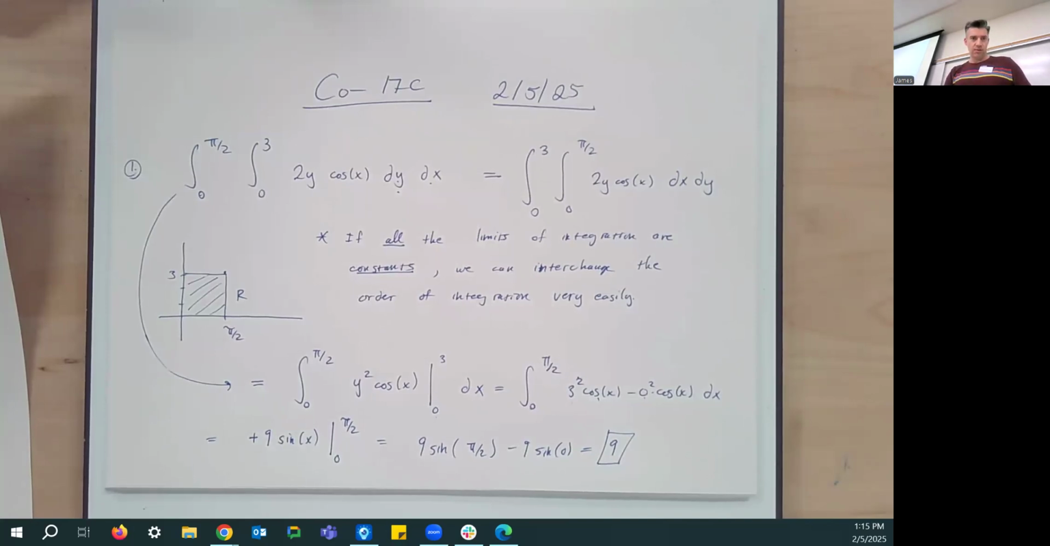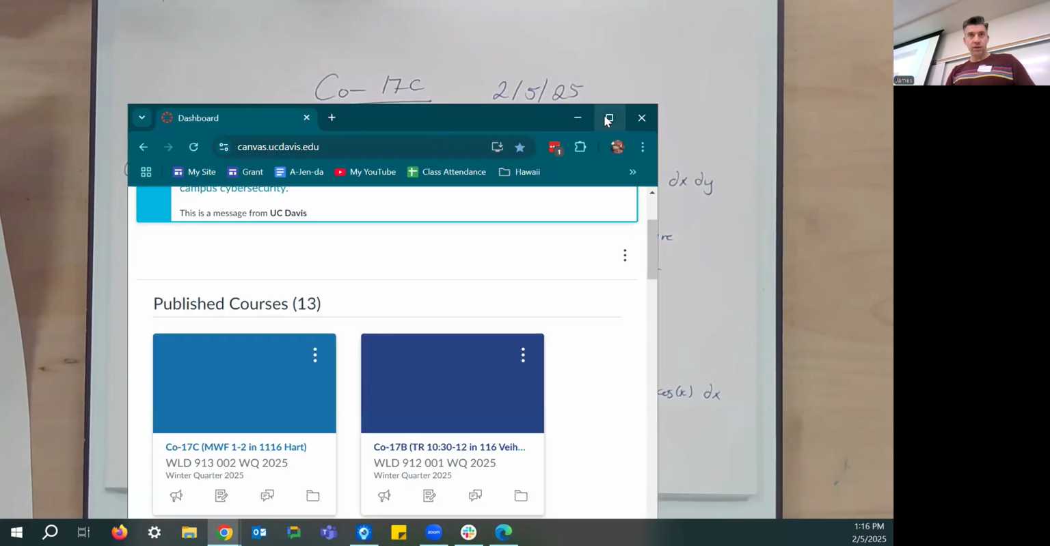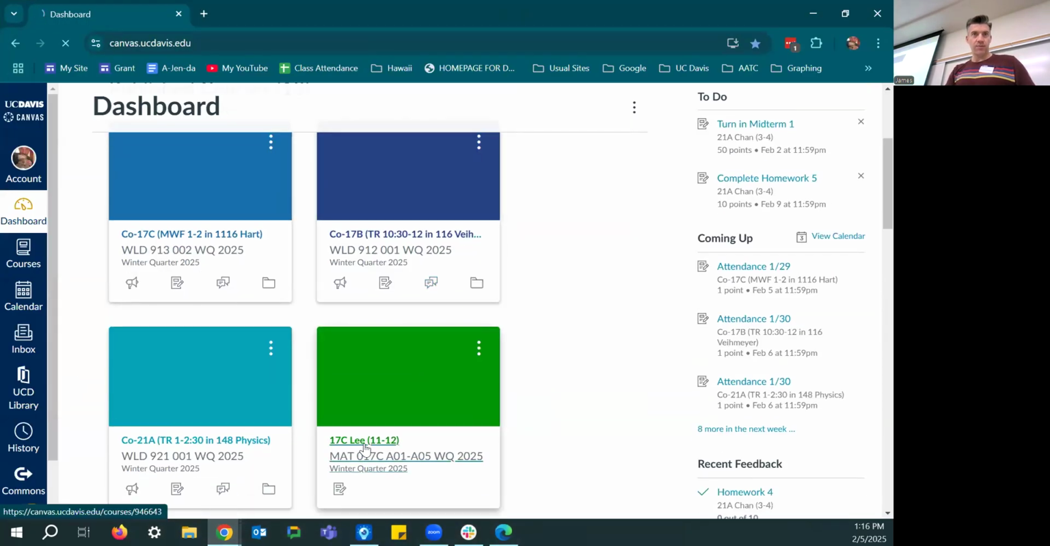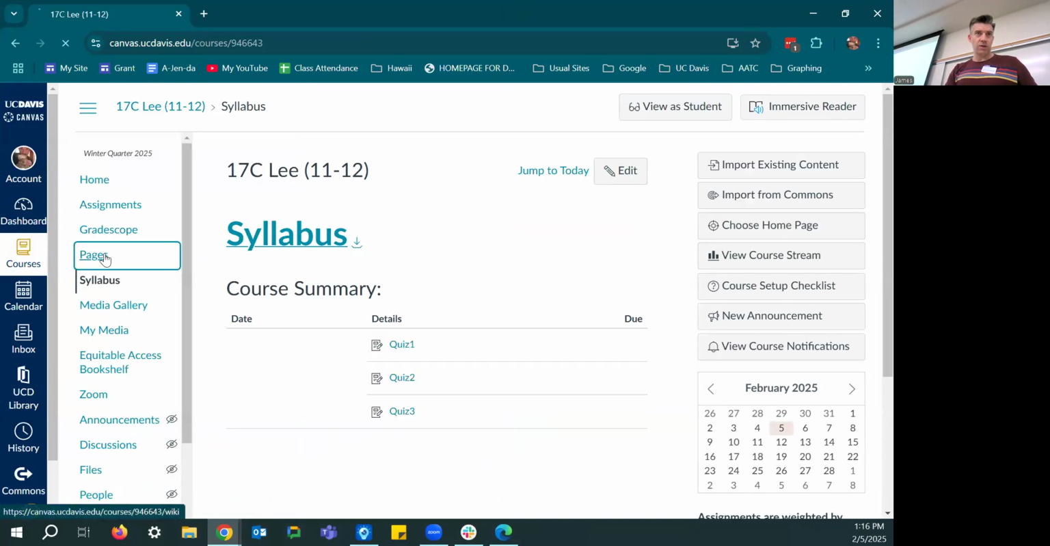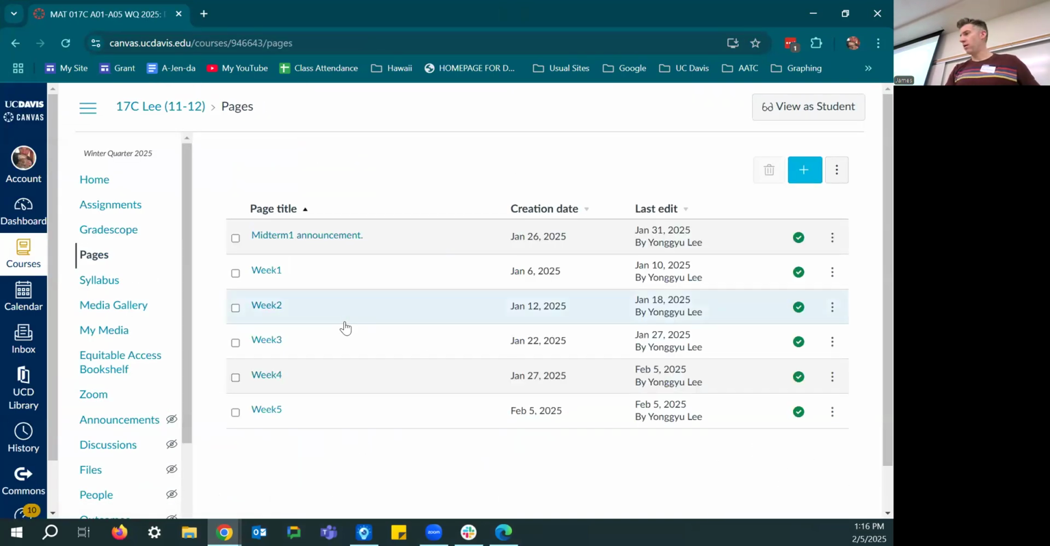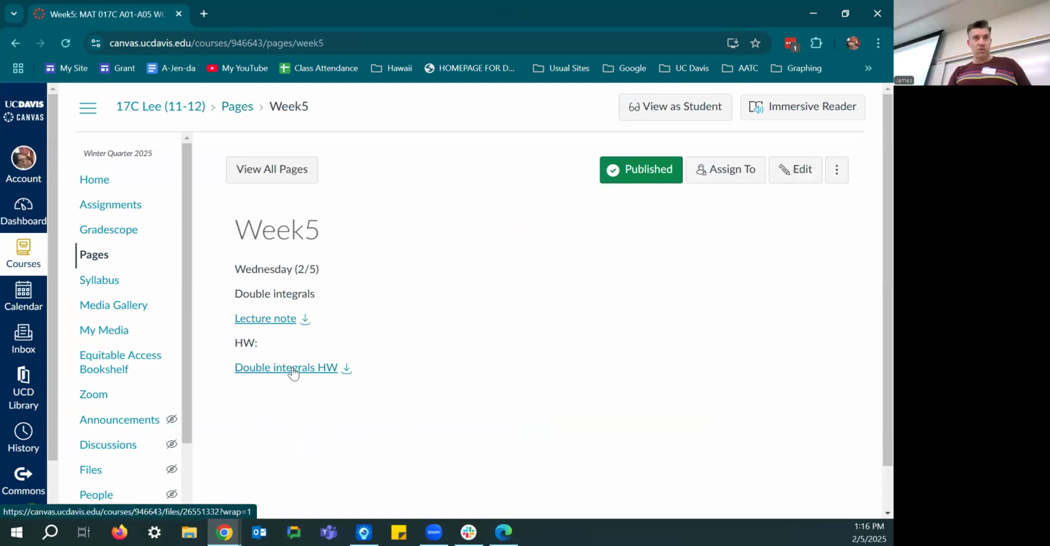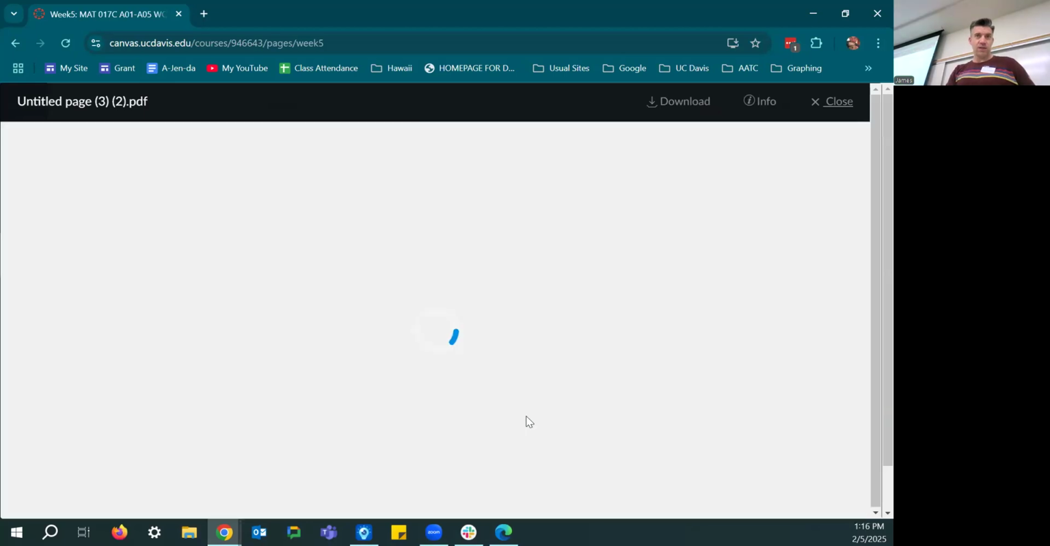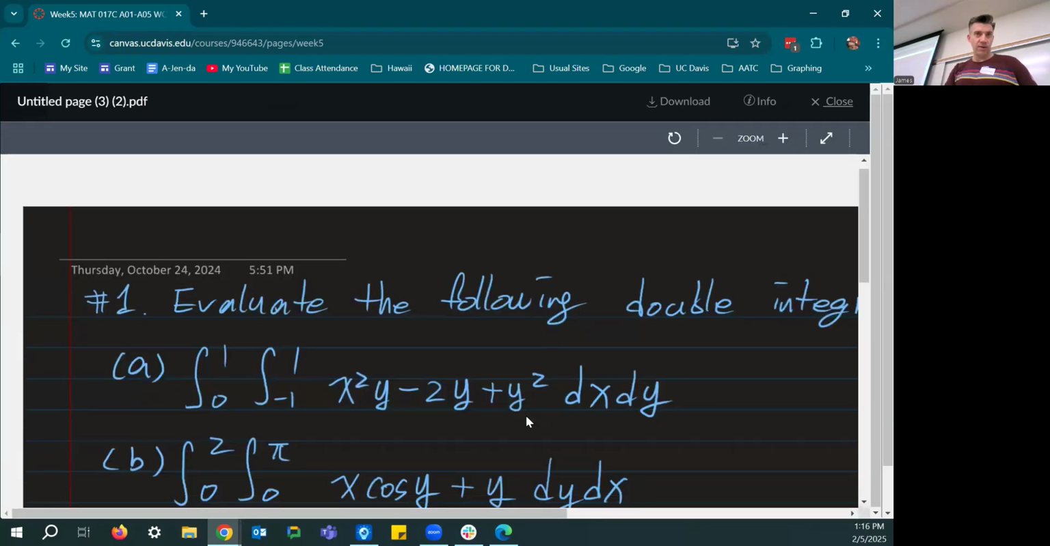Okay. So if we look over here at Canvas for just a moment. I can show you Canvas. So we're looking at the 17C class real quickly here. You look at the pages, and the week 5, and there's the double integrals homework. It's kind of wonkily written, in my opinion, but here are the problems, right?